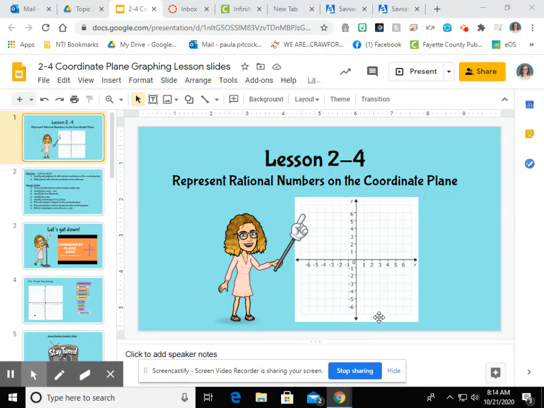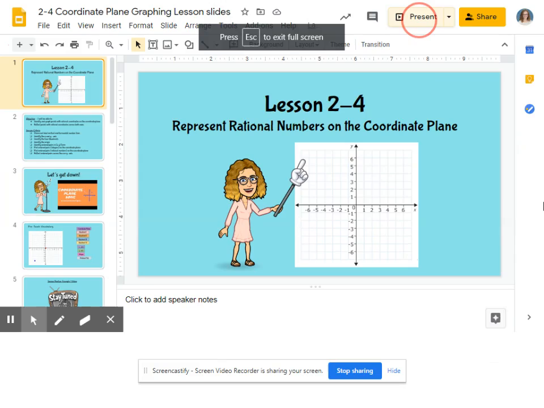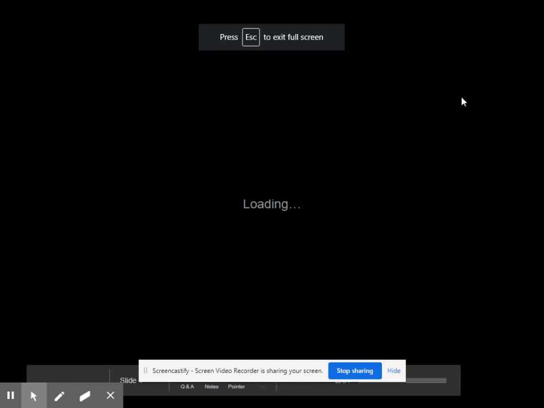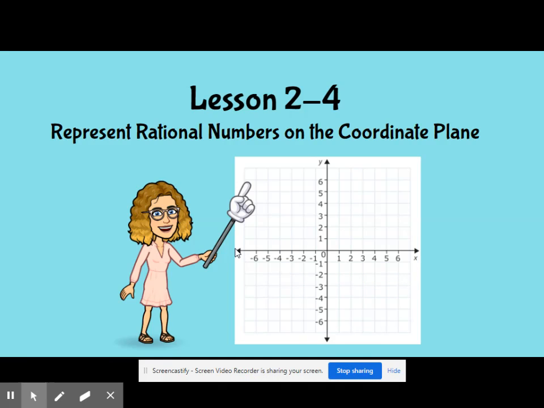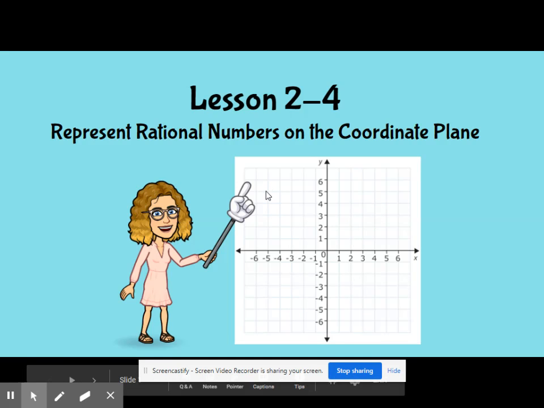Hi, guys. Today we are going to be starting a new section. It is lesson 2-4, and it is representing rational numbers on the coordinate plane. Okay? And when this screen comes up, it shows you a picture of what the coordinate plane looks like. The coordinate plane is when you have two number lines, a horizontal and a vertical number line, and they intersect at 0. Okay? And now we can graph points at a specific location using two ordered pairs. That is what we're going to focus on today.